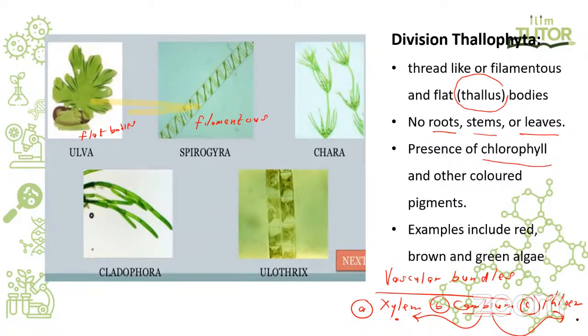But like I always do, what can we take away from this slide? When we talk about the division Thallophyta, we're talking about plants that have flat or filamentous bodies. We're talking about plants that are not advanced. Not advanced in what terms? Not advanced in the sense that they do not have roots, stems, or leaves, and not advanced in terms of the fact that they do not have vascular bundles. So those are the things we need to take away from this particular slide.